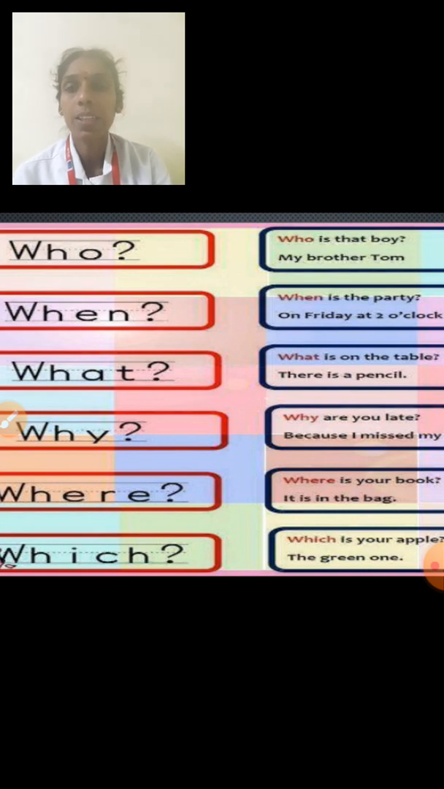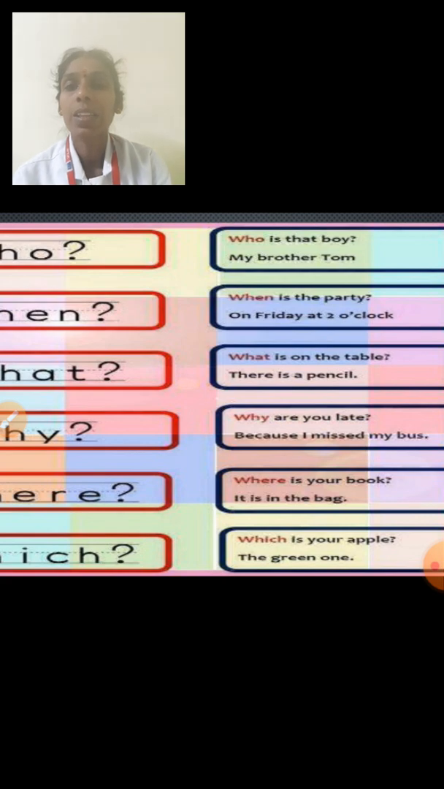In those categories we have discussed who. Who is that boy? My brother Tom. When is the party? On Friday at 2 o'clock. When is used for time. What is on the table? There is a pencil. Why are you late? Because I missed my bus. Where is the book? It is in the bag. Which is your apple? The green one.